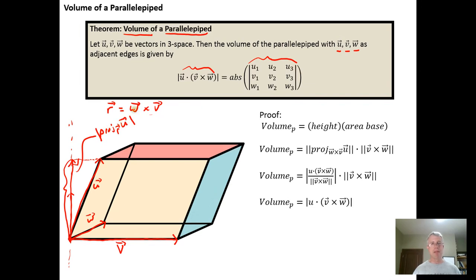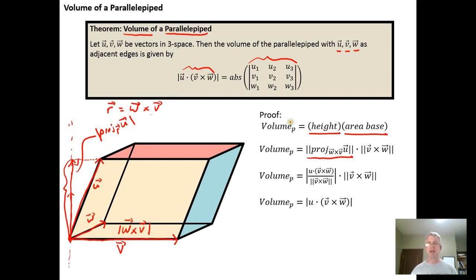And then the base of a parallelepiped is just a parallelogram formed by vectors w and v. And we showed two videos ago that the area of that parallelogram can be found by just taking the size of the cross product of w and v. So ultimately, because the volume of a parallelepiped is found by taking its height times the area of the base, we can replace the height with the size of the projection of u onto the cross product. That will give us the height over here.